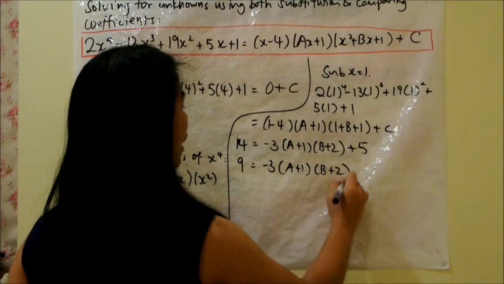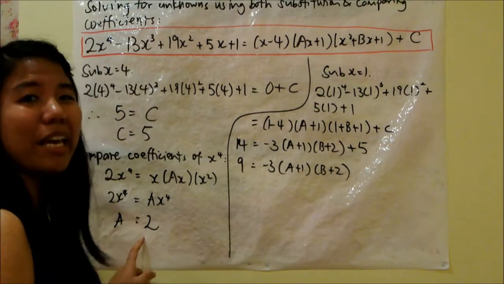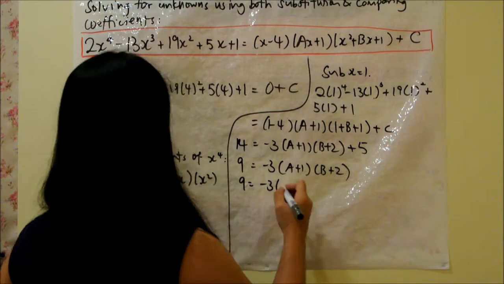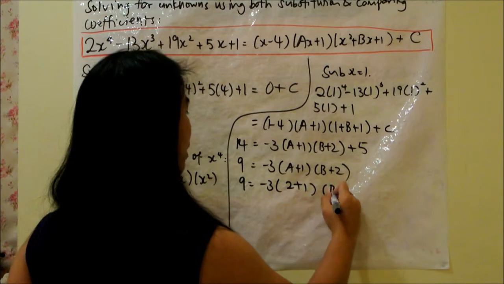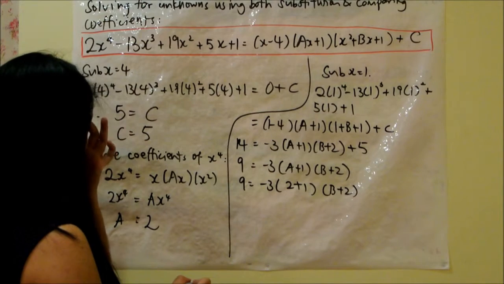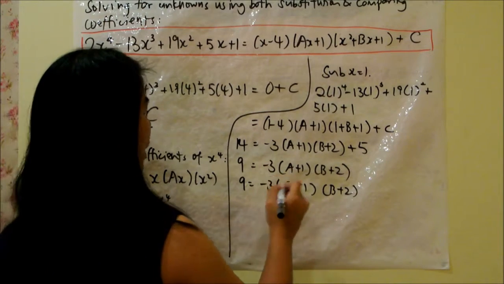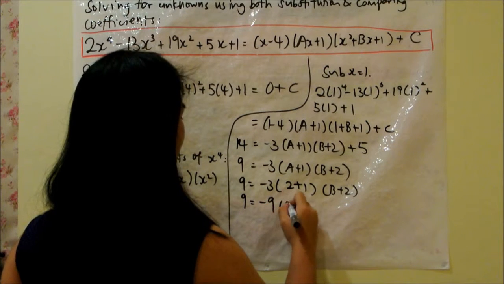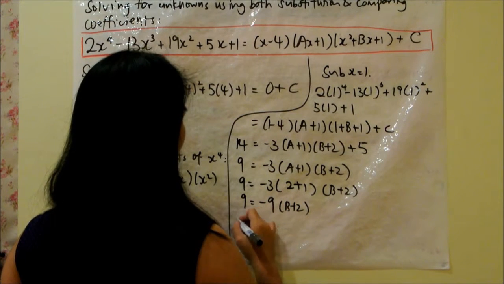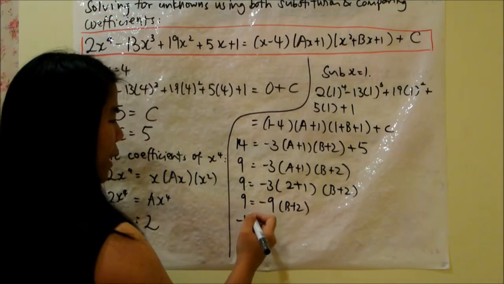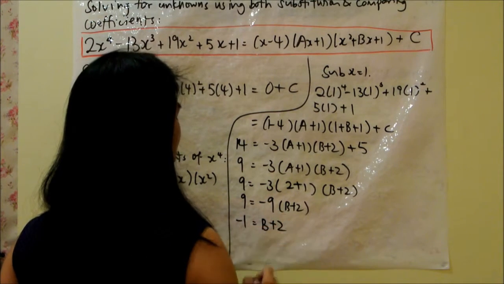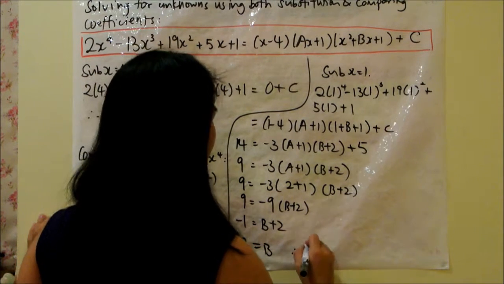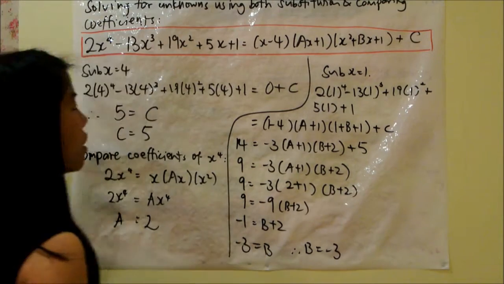I don't even have to expand it out because I already found a. You see, I can just substitute it in. So I have 9 equals minus 3 times (2 plus 1) times (b plus 2). So I will have 9 equals minus 9 times (b plus 2). Dividing both sides by negative 9, I will have b plus 2 equals negative 1, and therefore b equals negative 3. Therefore, b is equal to negative 3.